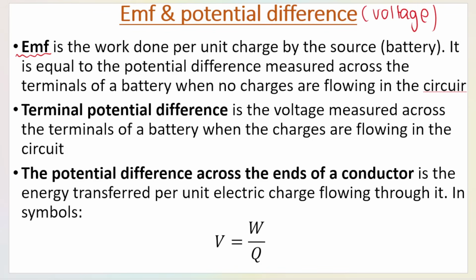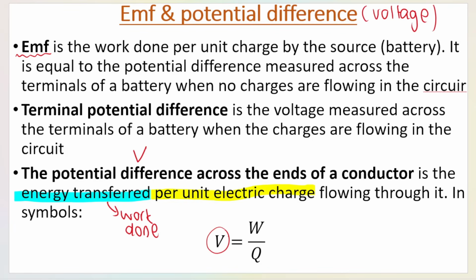Okay, and I want you to see the following. I showed you this formula earlier in the video, but look at how it connects to our definition. The potential difference across the ends of a conductor is the energy transferred. And remember, we said energy transferred is the same thing as work done. Okay, so energy and work is the same thing. So it's the energy transferred per unit electric charge flowing through it. Now, if you take a look at that in words, the definition, and you look at my formula, they match. So potential difference is V.